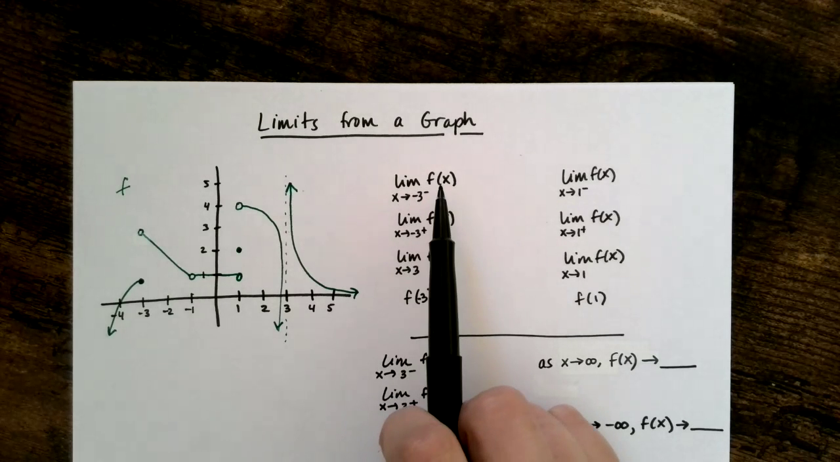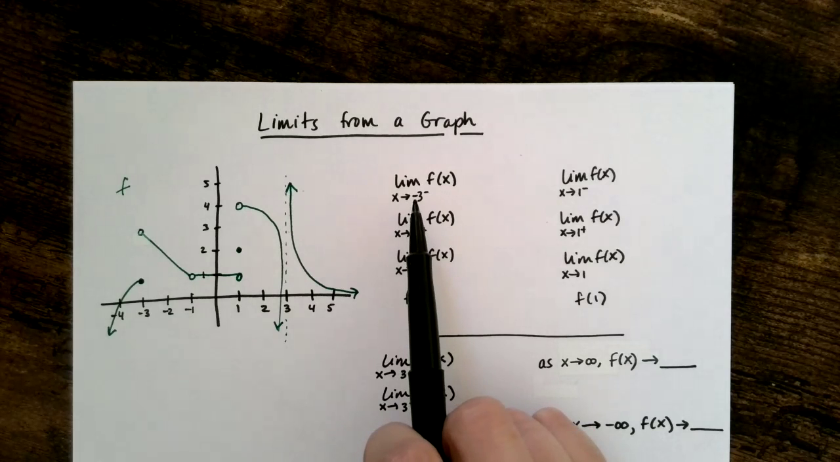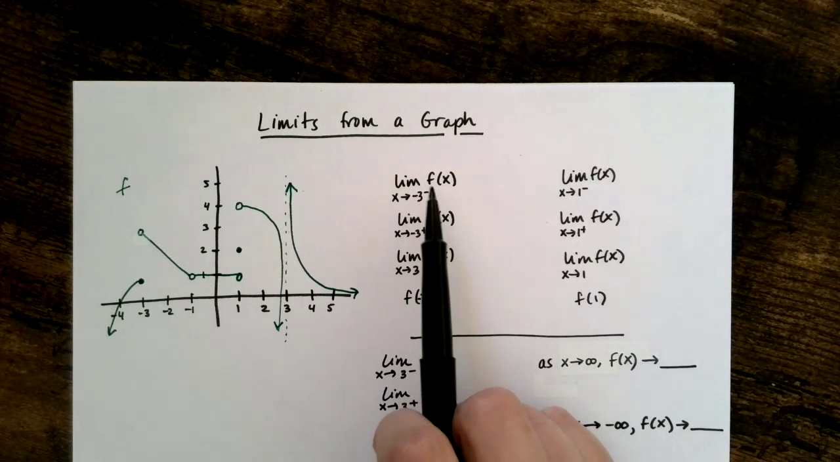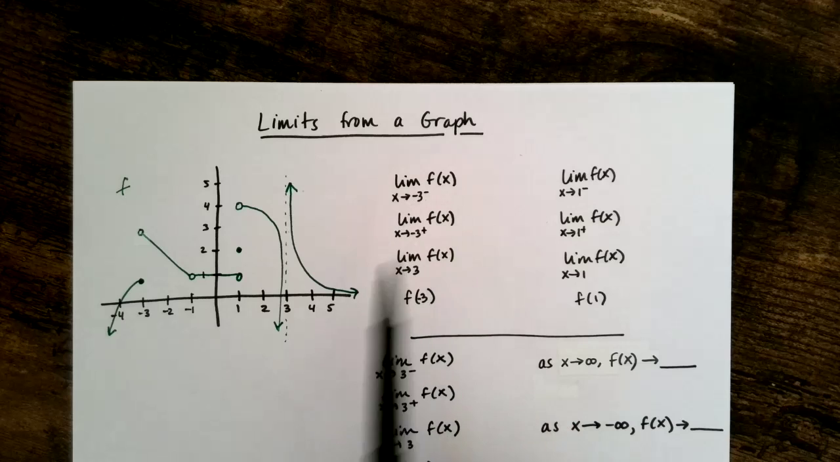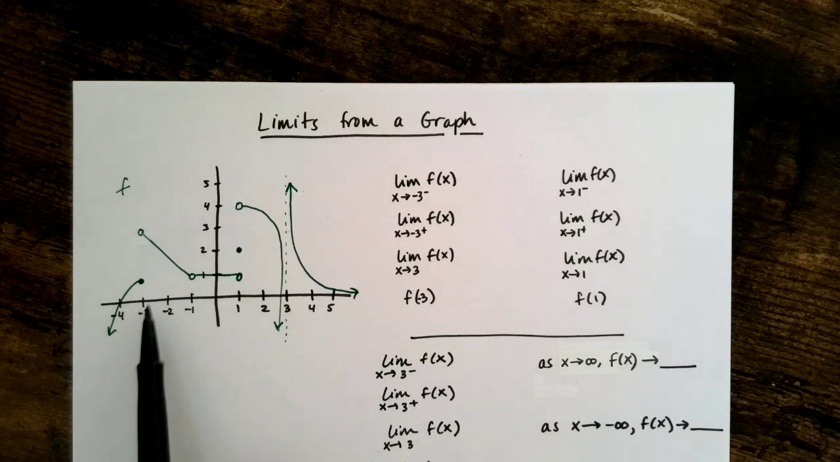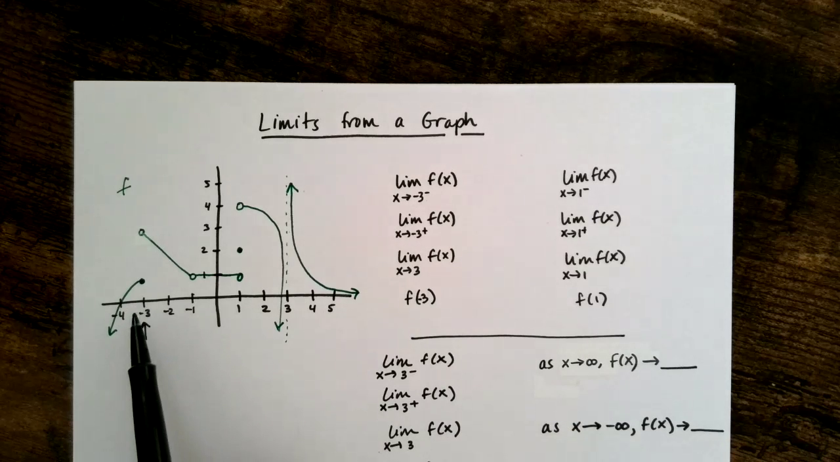So the limit of this graph as x approaches -3 from the left side. This little tiny minus sign after the -3 means from the left side. So I'm going to go to x equals -3, which is right here, and I'm just going to worry about the x values just to its left side. So that puts me right here on the graph.